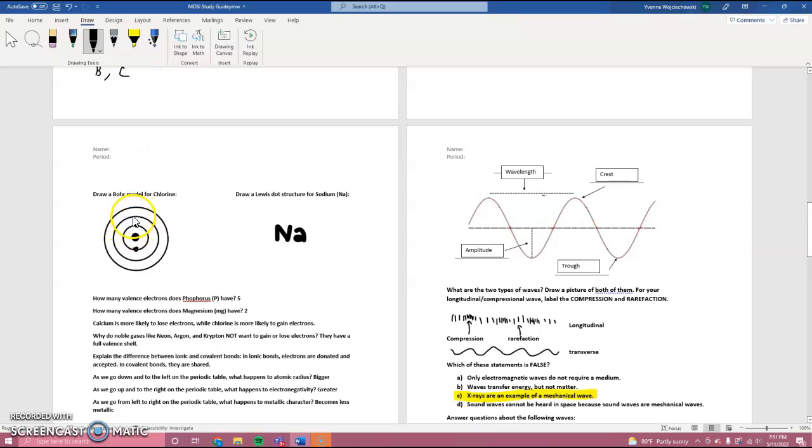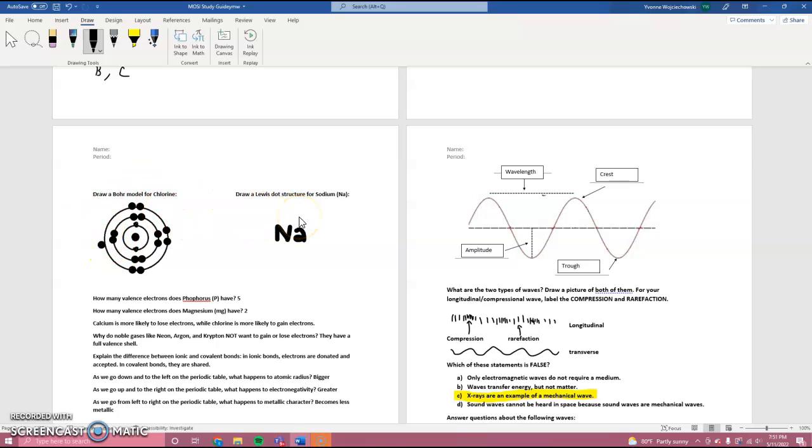Every shell besides the first one can hold up to 8, so we go 1, 2, 3, 4, 5, 6, 7, 8. Now we have 10 total drawn. Chlorine's got 17 electrons, so now we have 7 left over. 1, 2, 3, 4, 5, 6, 7. There's our Bohr model for chlorine.